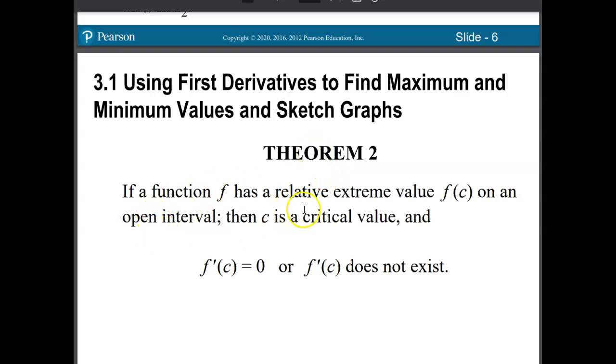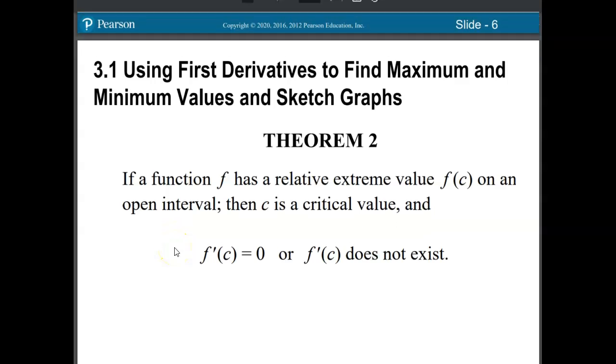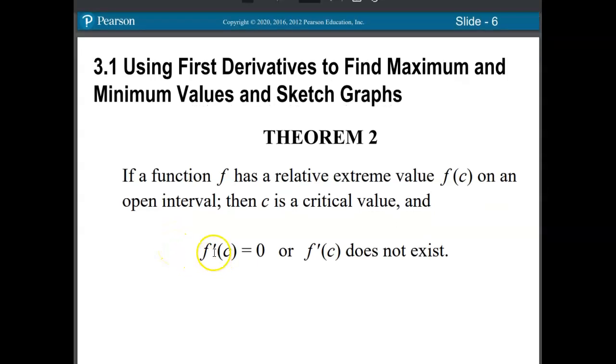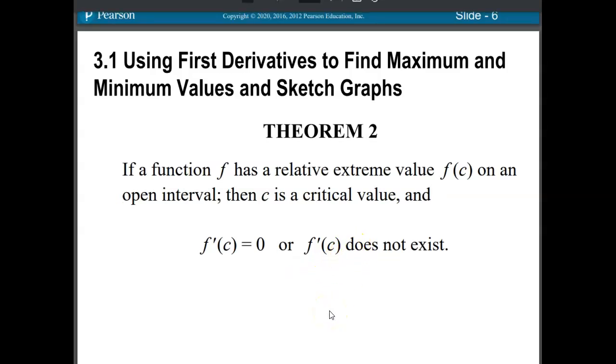If a function f has a relative extreme value f of c on an open interval, then c is a critical value, meaning f prime of c either equals 0 or f prime of c does not exist. So this ties together the definitions of relative maxes and mins to the idea of a critical value. If the function has a relative max or min, then it must occur at a critical value. So if we're looking to find the maxes and mins, we have to first locate the critical values because they are related.